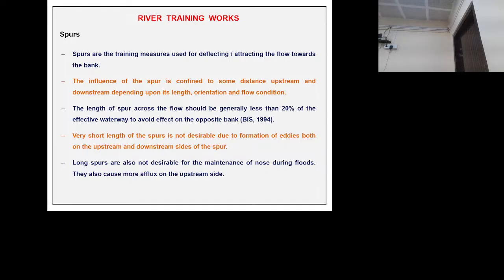The other one is the repelling spur, in the opposite direction of flow. This is the repelling spur. This is also to divert the water in the other direction. So the length of the spur should not be more than 20% of the total length. Suppose this is the L, it should be 20% of the L. It should not encroach the waterway. And the spacing, sometimes a series of spurs also we are using in some rivers.